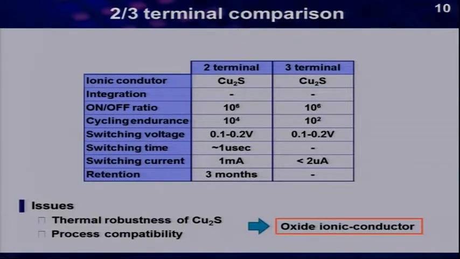The next step is the integration of the switch with CMOS. To embed the atom switch into the silicon LSI, we have used oxide as an ionic conductor instead of copper sulfide. Up to now, we have not confirmed the operation of three-terminal atom switch with oxide ionic conductor. In the following, I will focus on the two-terminal switch with oxide ionic conductor.